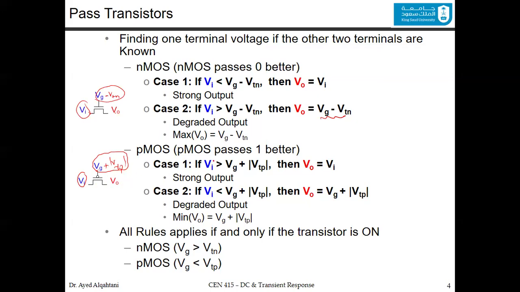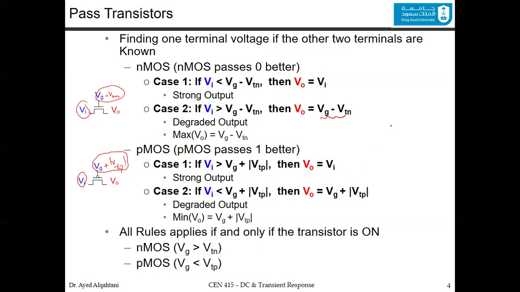So if VI is larger than the VG plus the absolute value of V threshold of P, then the VI is the one that's going to show up in the output, and we have a strong output. If not, then we have a degraded output, which means that it's more than VG. It's VG plus V threshold of P.